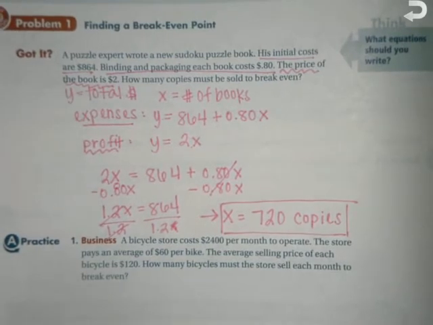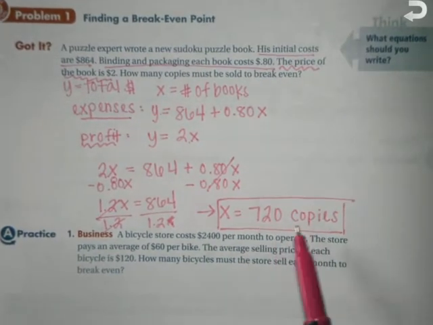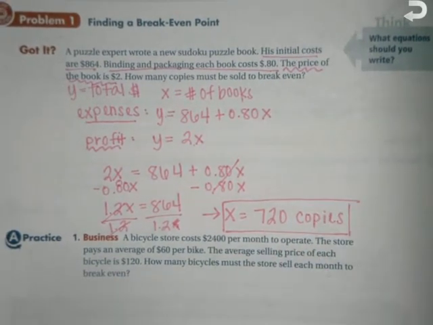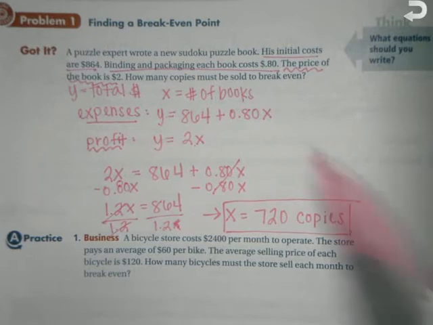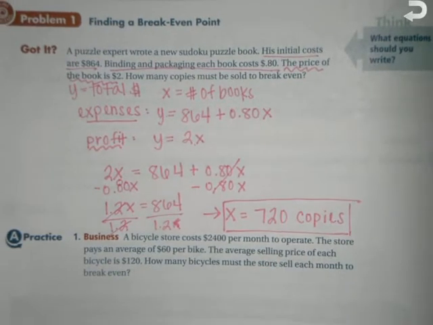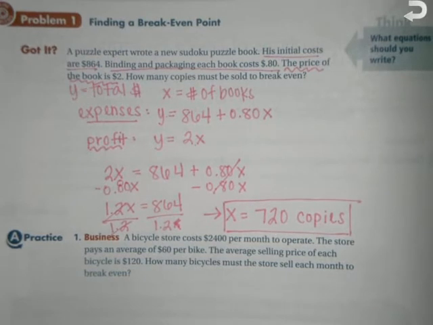So what this is saying is that after 720 copies have been sold, the amount of money he makes is now greater than the amount of money it costs to make them. Okay? But at 720, he broke even completely, which is what businessmen do every single day. What is the minimum amount I have to sell in order to at least break even? You want to at least break even. You don't want to lose money, okay?